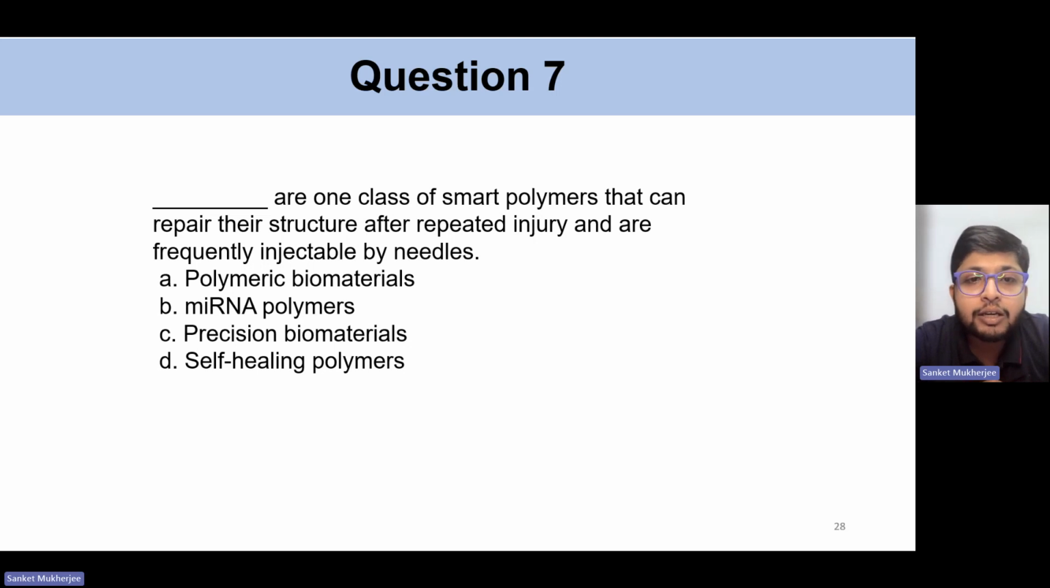So let's come to question number 7. Dash are one class of smart polymers that can repair their structure after repeated injury and are frequently injectable by needles. Is it A, polymeric biomaterials, B, miRNA polymers, C, precision biomaterials, or D, self-healing polymers? So I'll give you a couple of minutes to think on this, and then we will be discussing the answer.